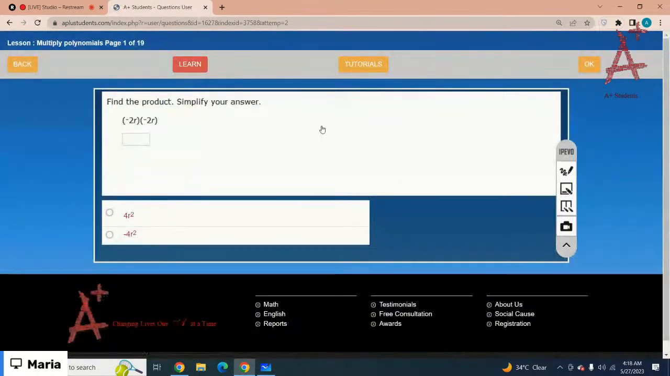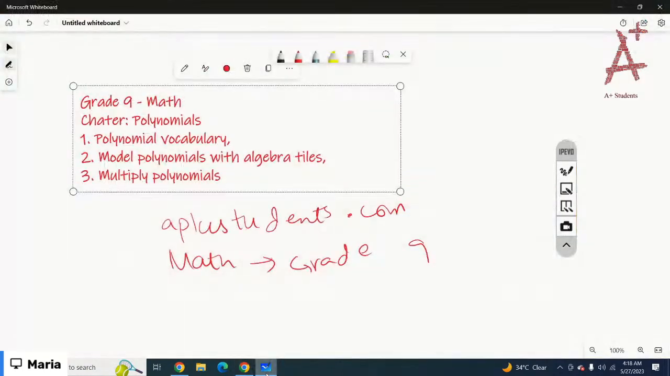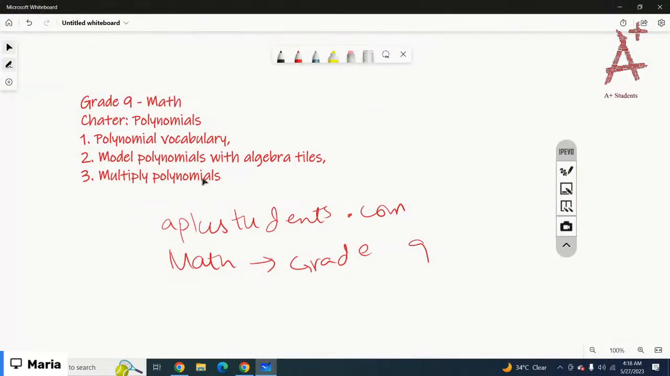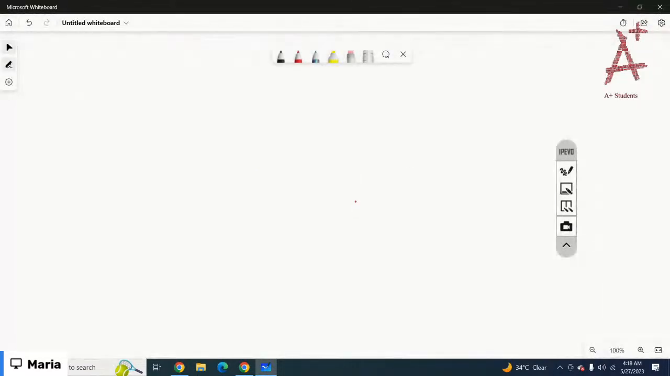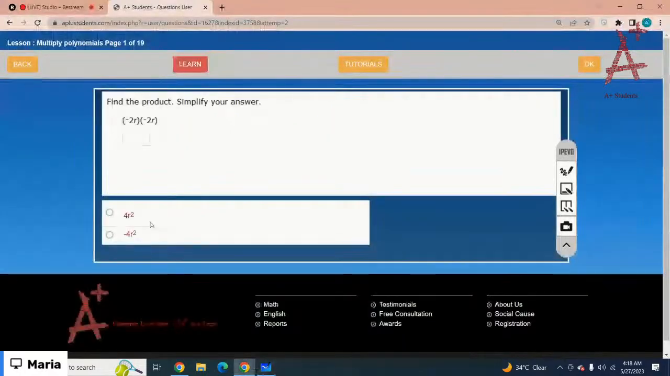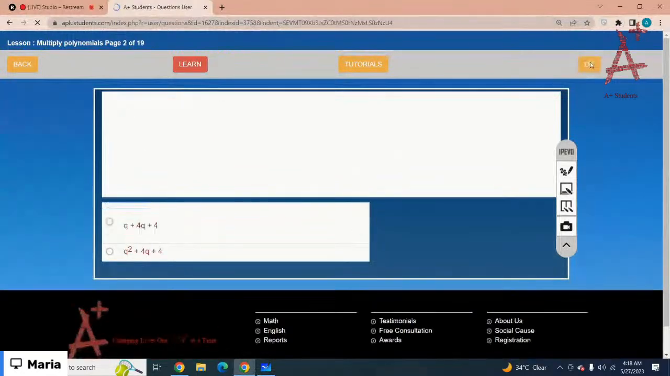Okay, so it would be negative 2r times negative 2r. So negative 2 times negative 2 is 4, and r times r: whenever you multiply the polynomials, basically their exponents are adding, so it would be 4r square. Got it? It would be 4r square. Okay, the next one is q plus 2 whole square.